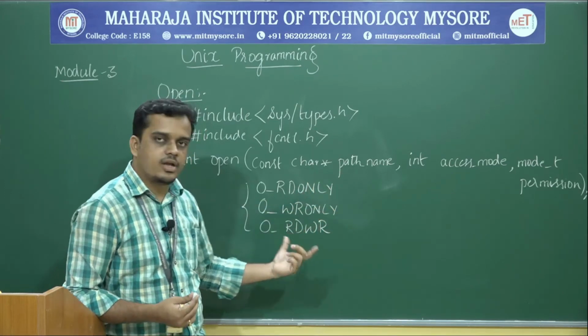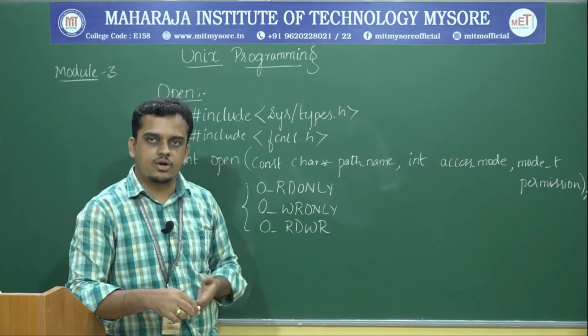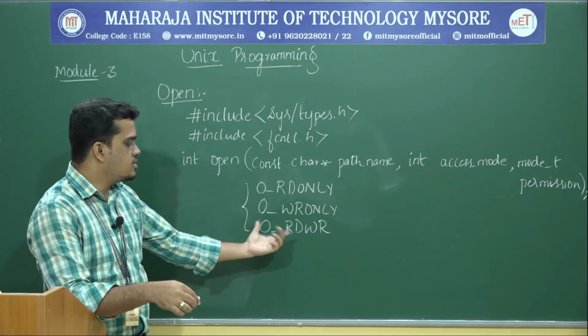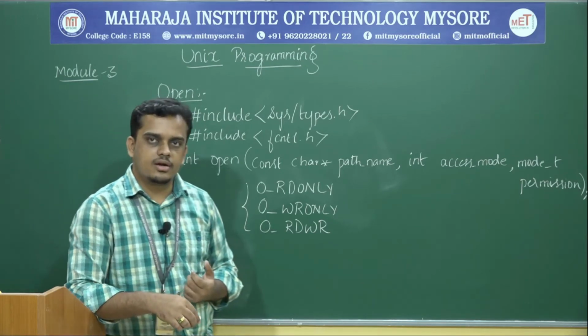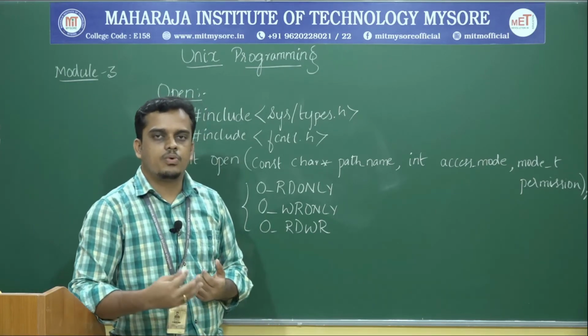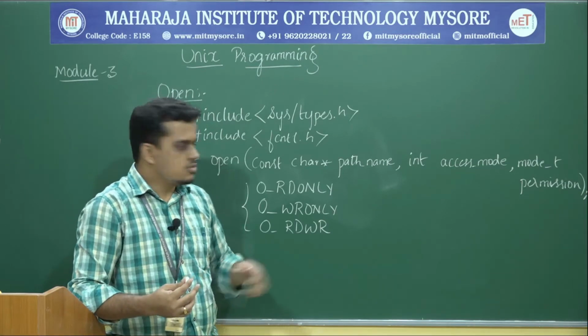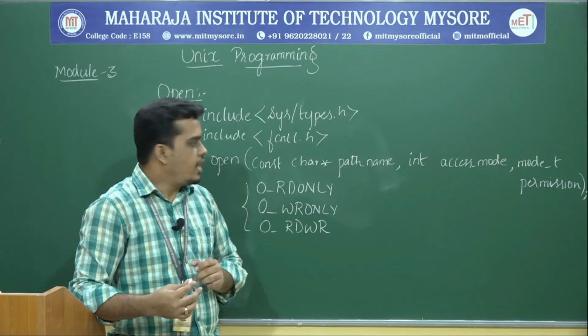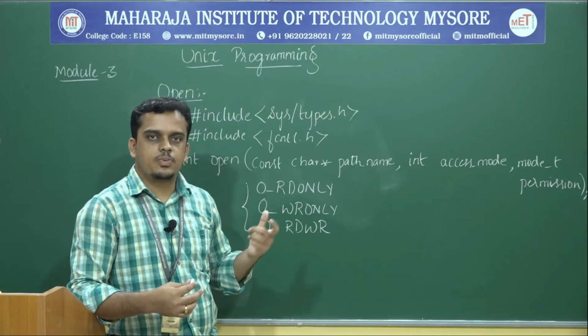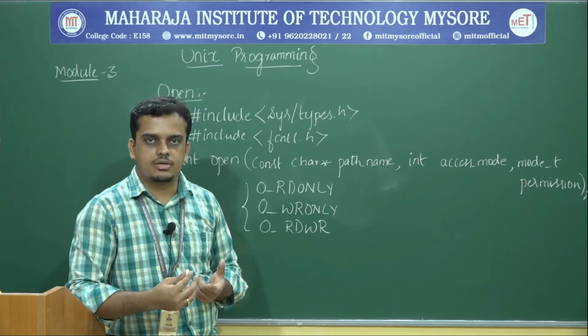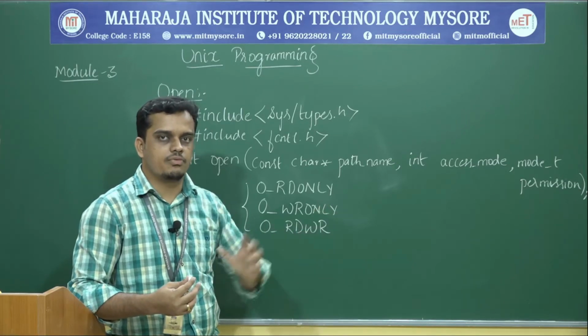In case we really want to perform both read and write operations, you can specify the second argument as read write, which stands for performing both read and write operations on the said file. So these are the three different access modes which determine the nature of the interaction between the process and the file.